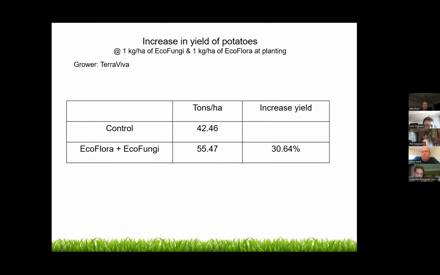And in this case, we did one application of the ecofungi and one application of ecoflora at planting, and we got a 30% increase in yield.